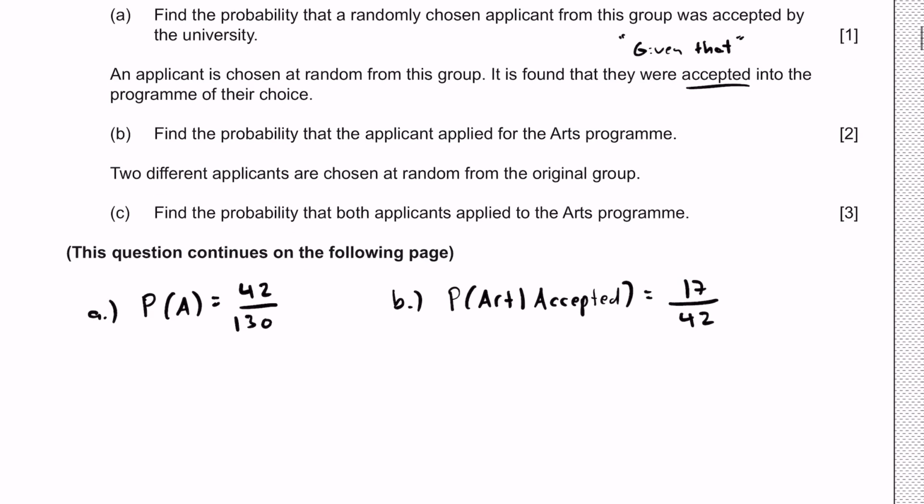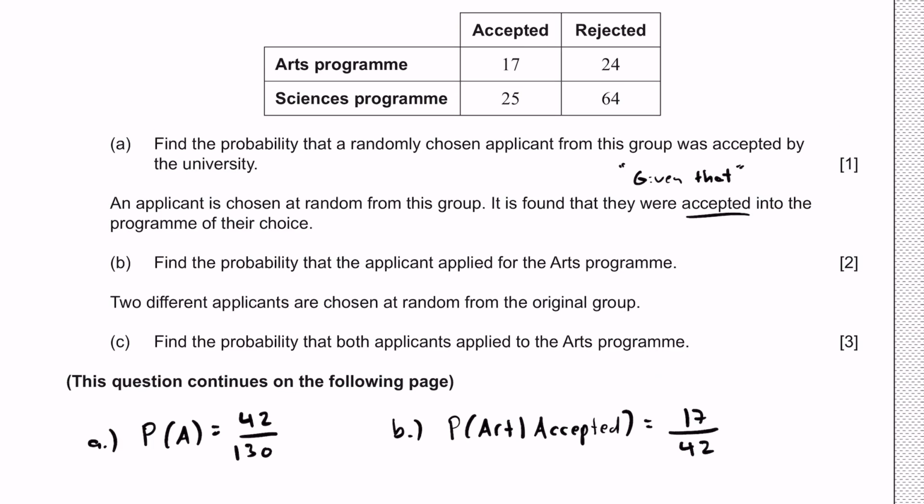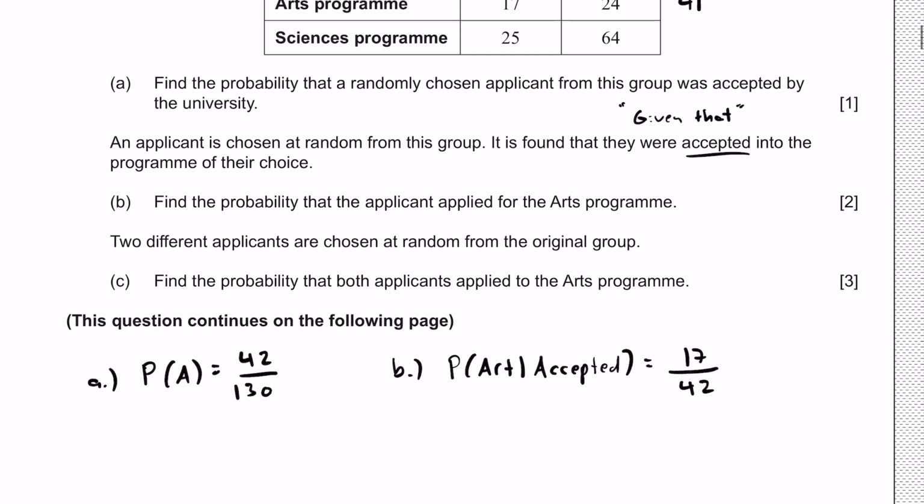All right. Two different applicants are chosen at random from the original group. Part C asks us to find the probability that both applicants applied to the arts program. Okay, so in this case, how many people are within the arts program? 17 plus 24 is 41. So we have 41 individuals within the arts program, and we can ask ourselves, what's the probability that we draw two individuals and that both of those individuals are within the arts program?